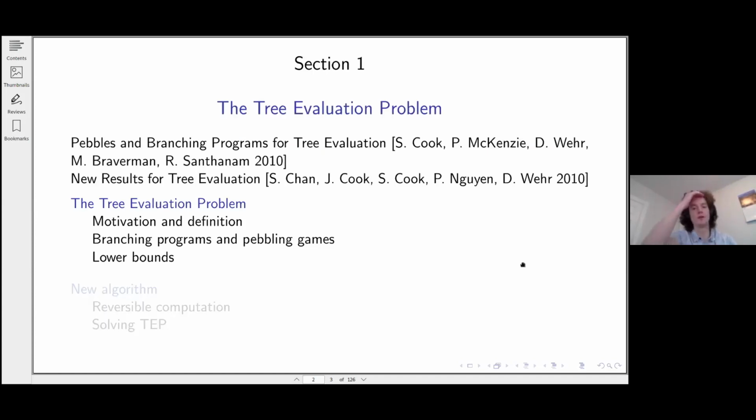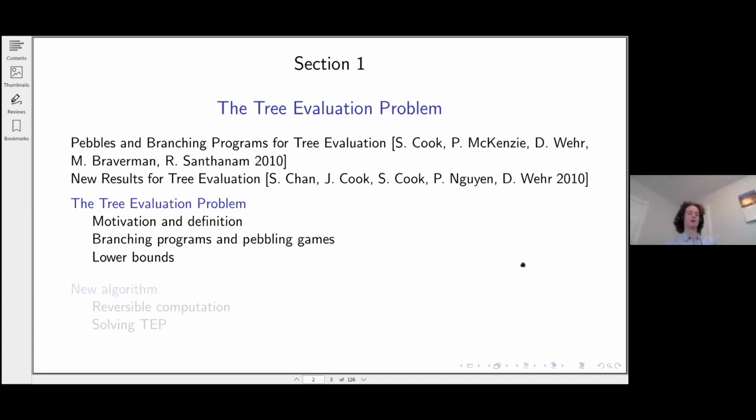Okay, so the first part is actually based on a bunch of old work, which is mostly by people other than myself. So based on a couple of 2010 papers. I'm going to start by defining the problem after I give you a little bit of motivation for why it matters. Then I'll talk about a couple of abstractions called pebbling games and branching programs, which we use to analyze the problem. And then before I move into the new algorithm, I'll talk about a couple of lower bounds that we had to work around in order to develop the new algorithm.